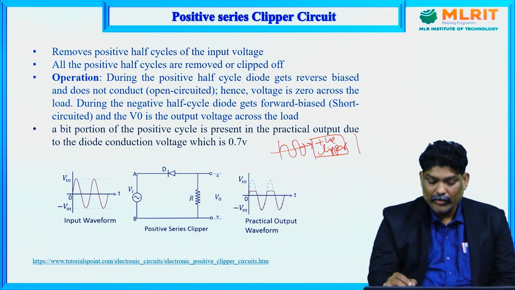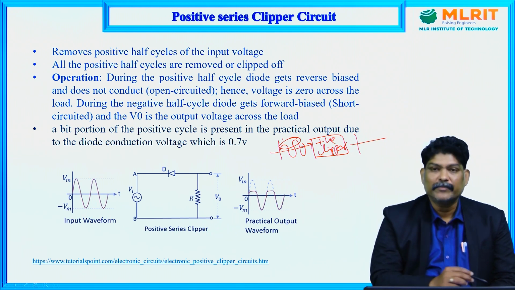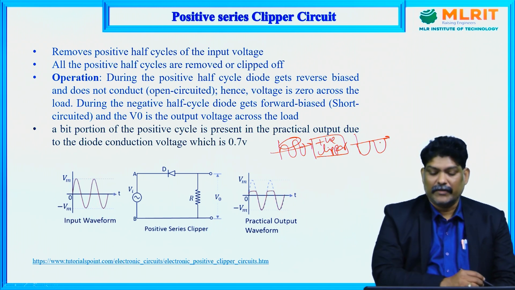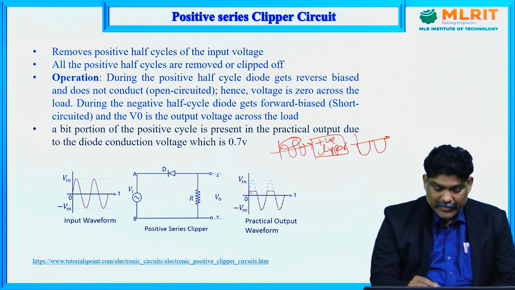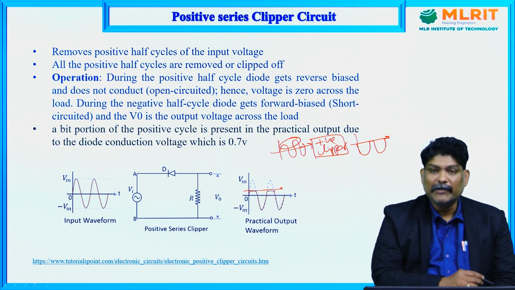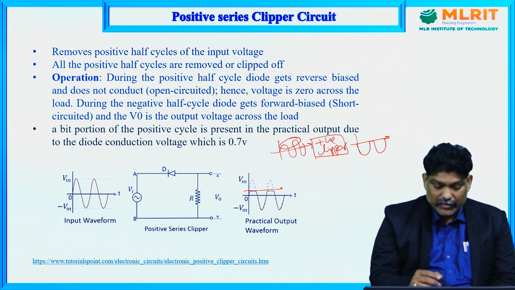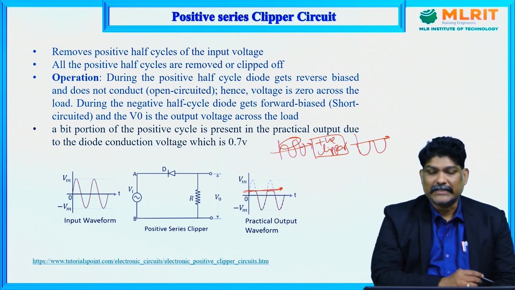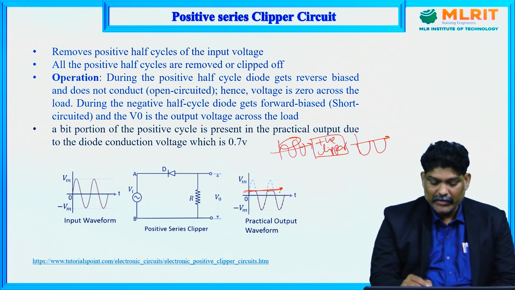So what will be the output? The expected output is that the positive halves must be removed. That means this is your actual output. But if you observe here, some portion of the input is clipped off in the output. This is because of the cut-in voltage, the conduction voltage of the diode.